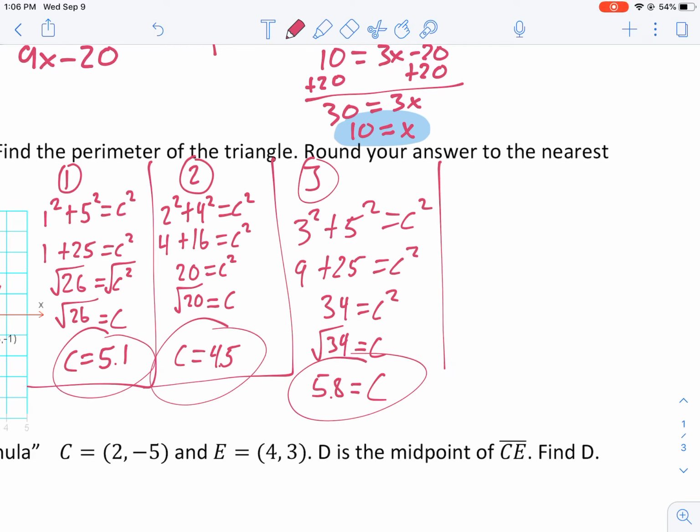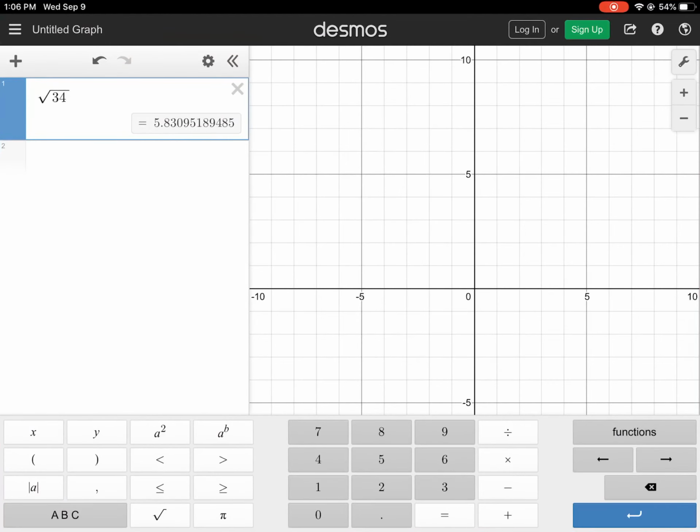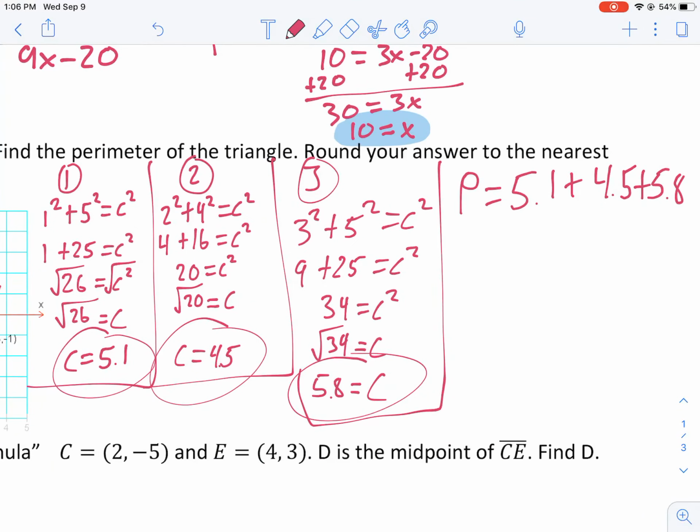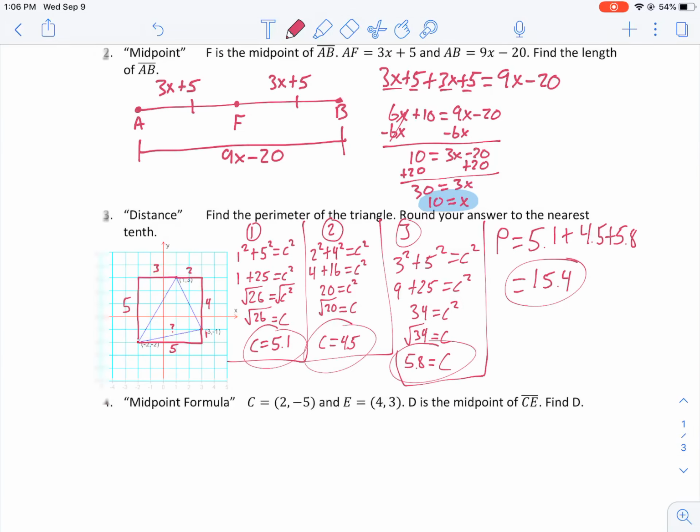So to find perimeter, we're just going to add them together, because it's all your sides added together. We have 3 sides here. So 5.1 plus 4.5 plus 5.8. I'm going to go back to Desmos and type those in. 5.1 plus 4.5 plus 5.8, that's 15.4. So our final answer, our perimeter, is 15.4.